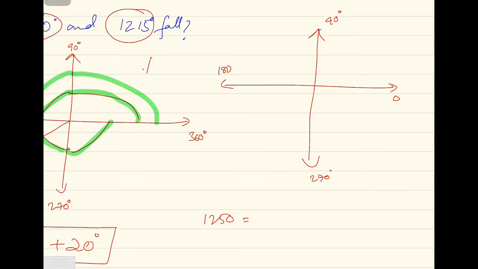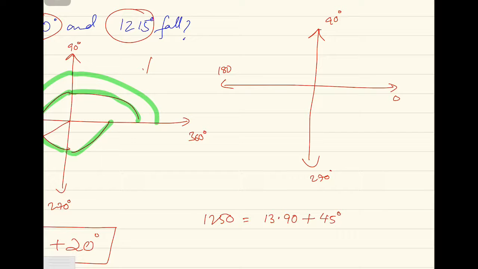It goes 13 times. So 13 into 90 plus how much remainder? Just try it out, everyone. 13 into 90 would mean 1170, and you have to reach 1215. That's 45 degrees extra. Got it?